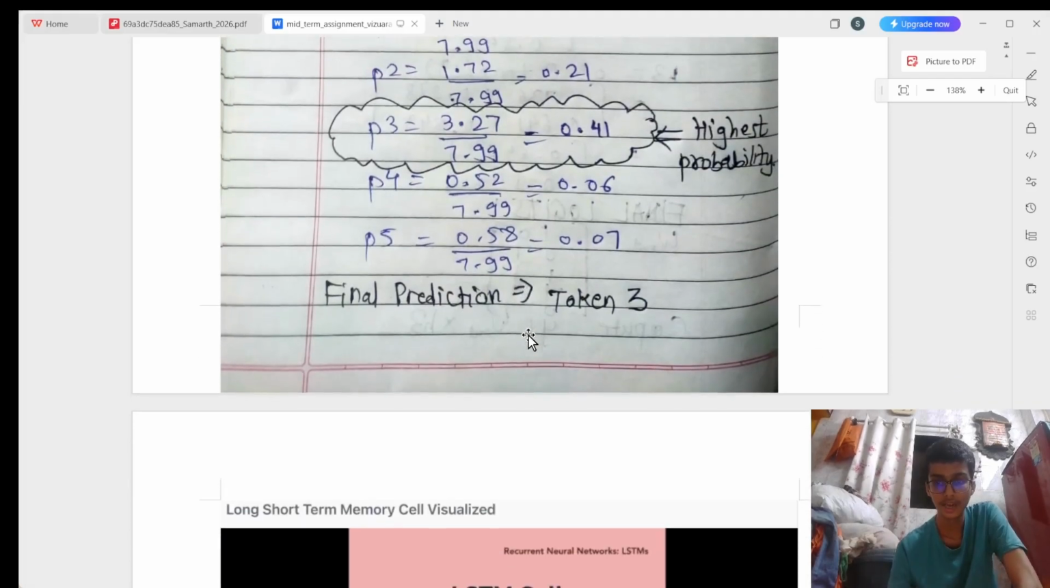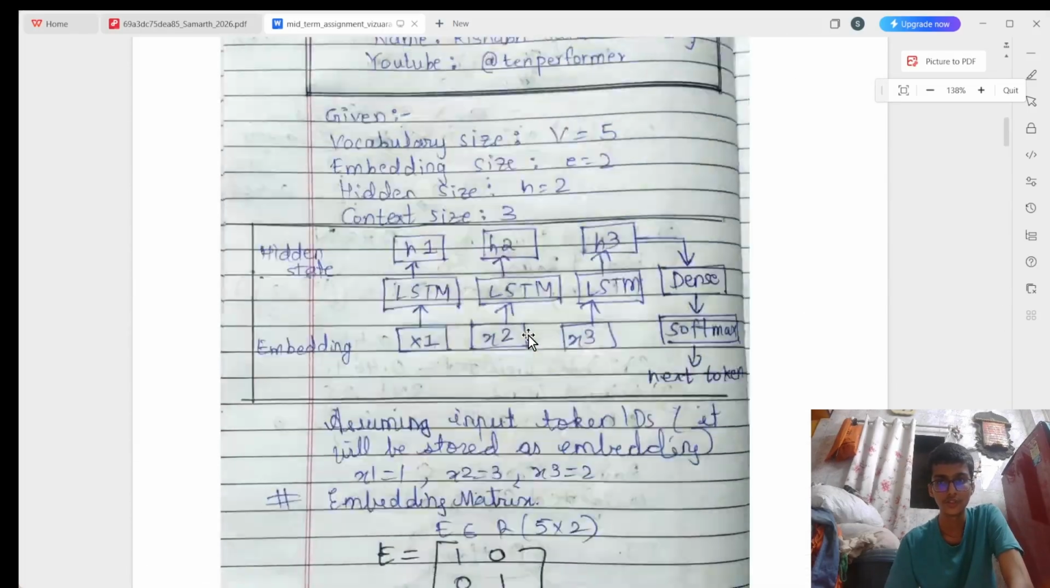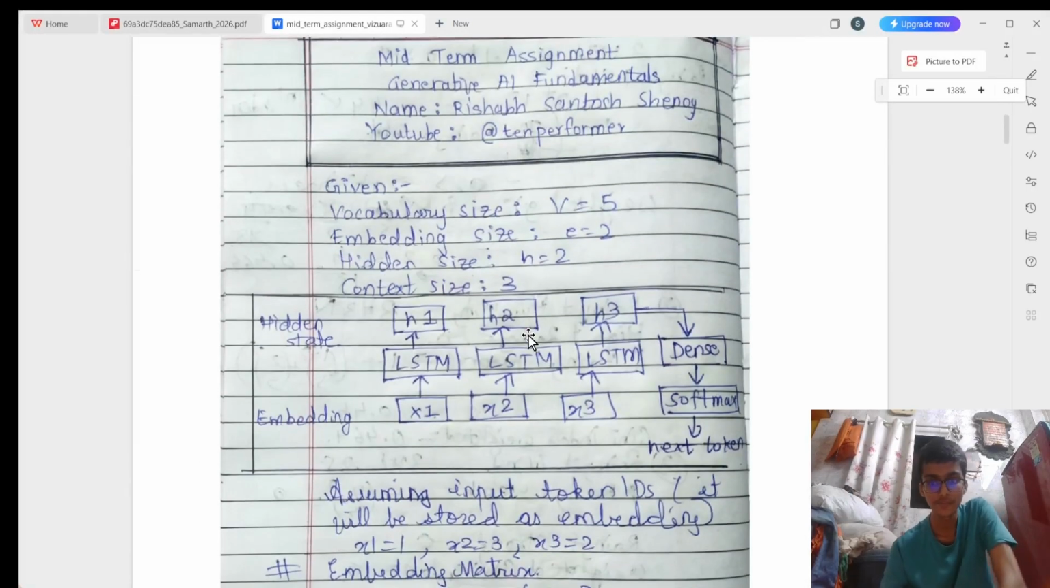And that is it. I think we have enough information to start off with the explanation of this numerical. So what is it? In this assignment, we will manually compute the next token prediction using a handwritten LSTM. We were given a vocabulary size of 5, an embedding size of 2, a hidden size of 2, and a context size of 3. So we'll take three tokens as input, and pass them through, first of all, the embedding layer.